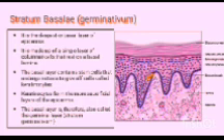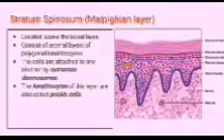Okay, so this is what you should know about the stratum basale. See them, the arrow is pointing towards stratum basale, simple columnar cells. Okay, now the stratum spinosum. Stratum spinosum is also known as the Malpighian layer.